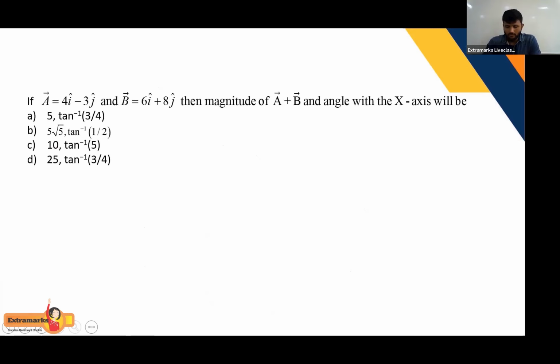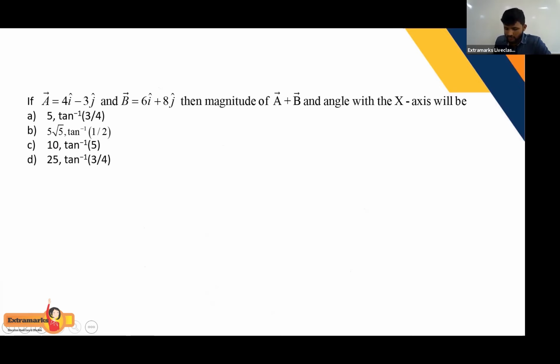Next problem, we have A vector as 4i cap minus 3j cap, B vector as 6i cap plus 8j cap, and we have to find the magnitude of A plus B. Remember, we have to find the magnitude, right? And you have to find the angle made by this vector with the x-axis.